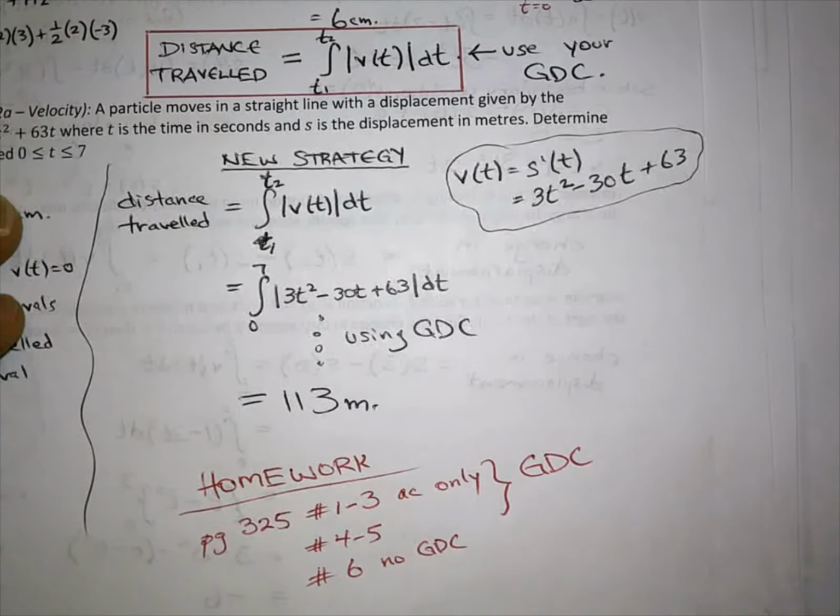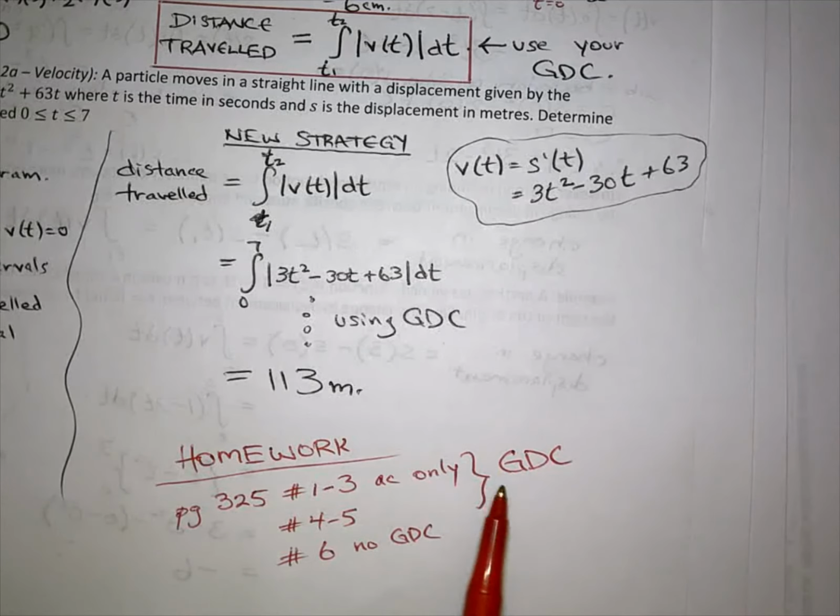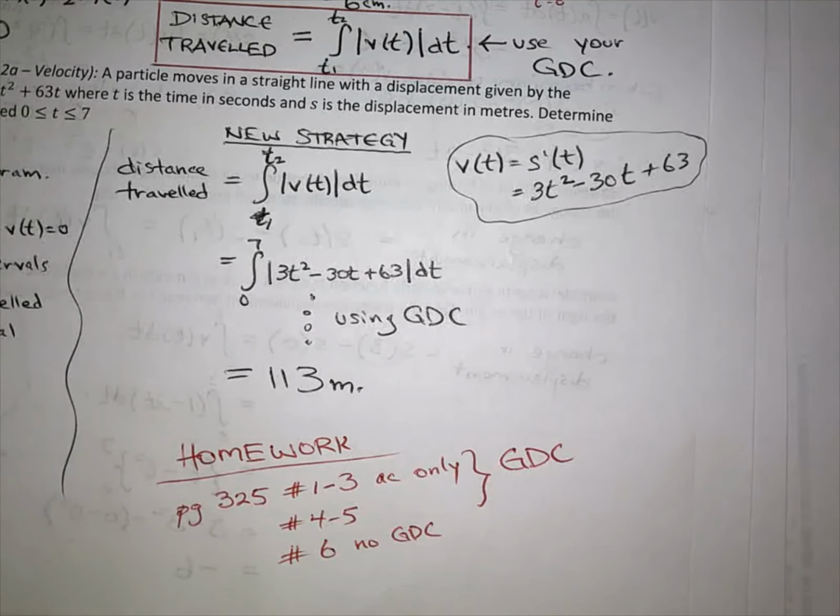So I think this is on all sorts of motion questions. 325, number 1 to 3, AC only, and number 4 to 5, use a GDC, please, to do those effectively. Number 6, you should be able to do without a GDC.